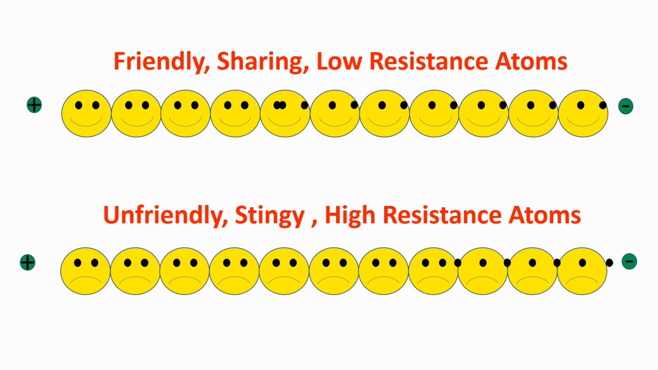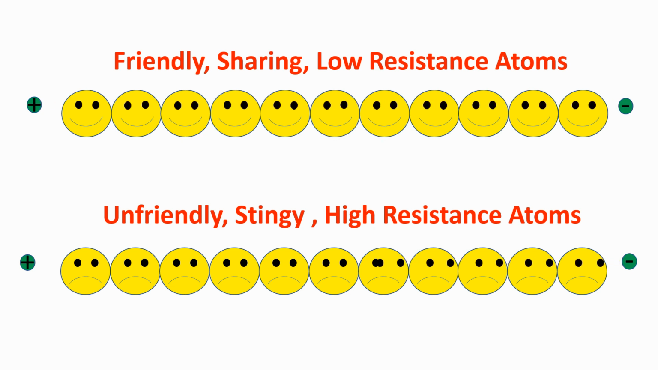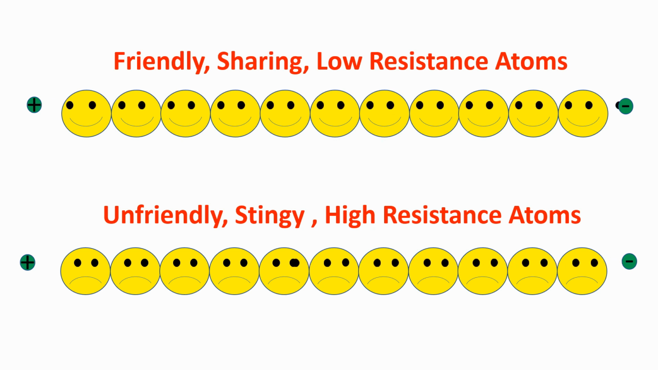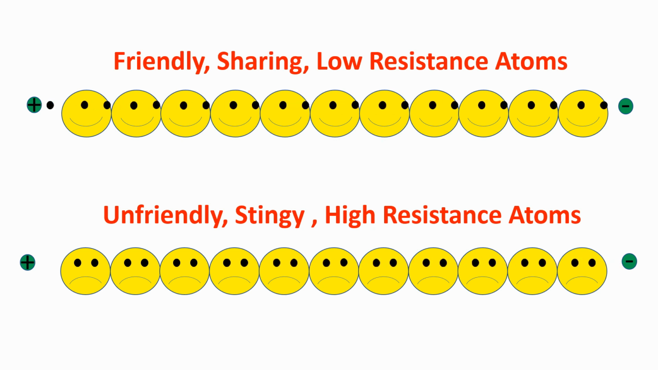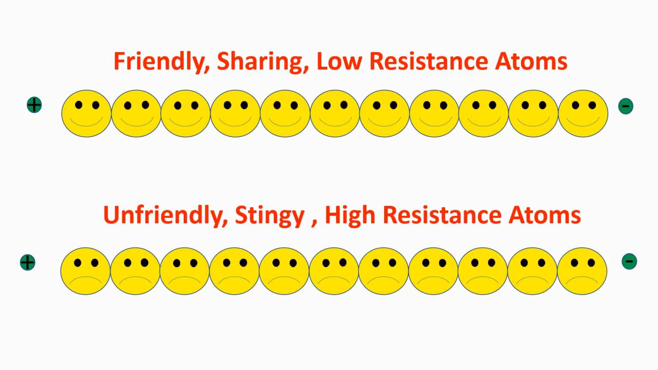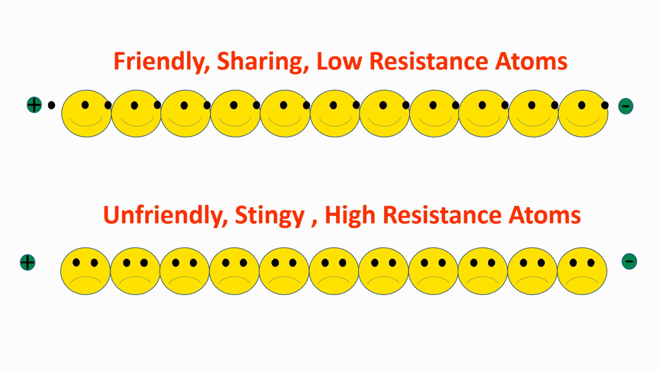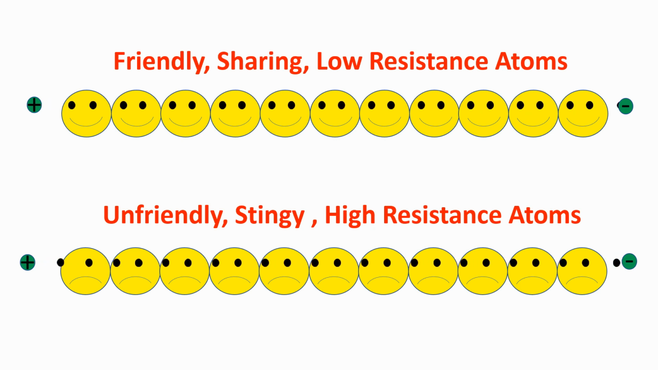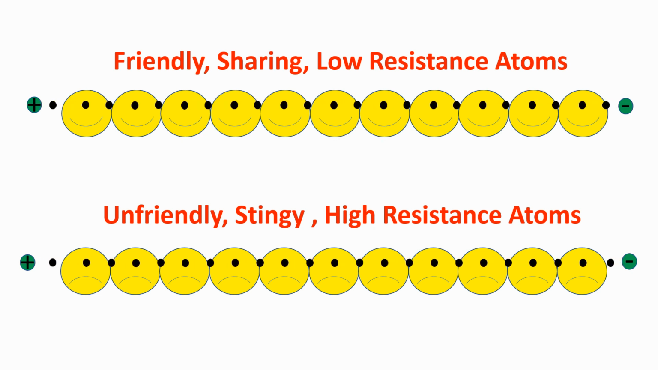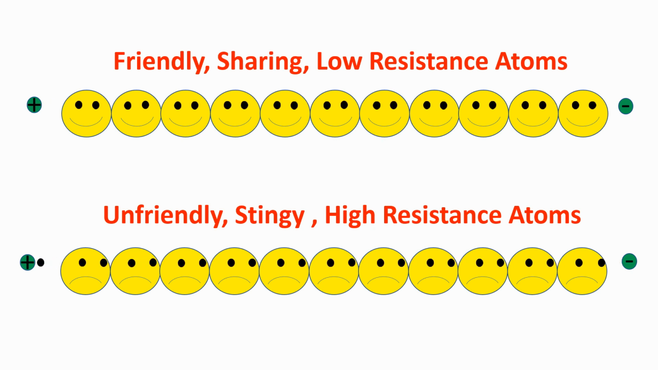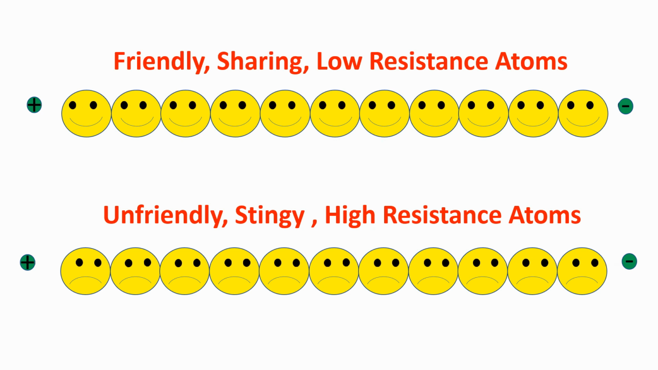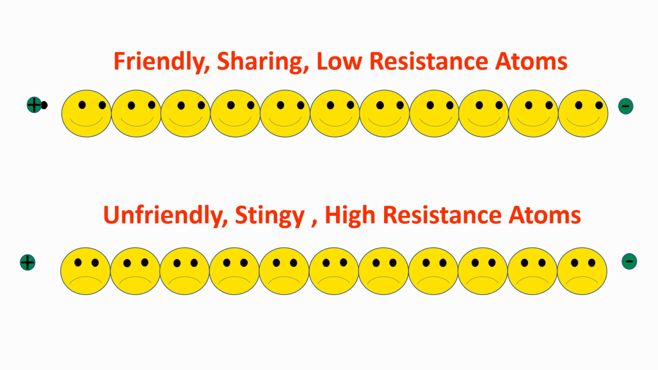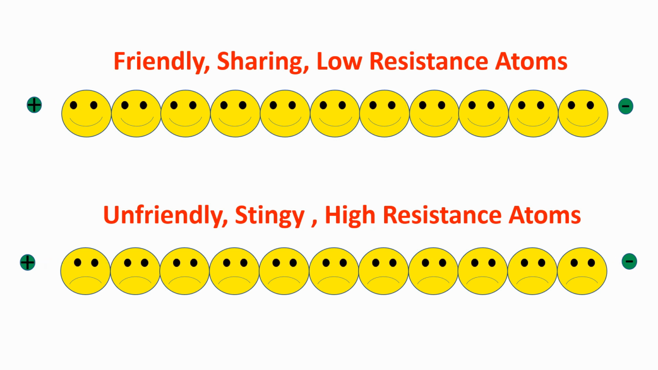I hope you found this video interesting, but what should you remember from it? You don't have to remember any of the numbers, those were just presented to show you how small atoms, neutrons, protons, and electrons are. They were to give you an idea of what an atom is and how the electrons move from atom to atom. I would like you to remember that there are really two types of atoms. They are the friendly sharing low resistance atoms which will easily share their valence electrons, and the unfriendly stingy high resistance atoms that don't like to share their valence electrons.